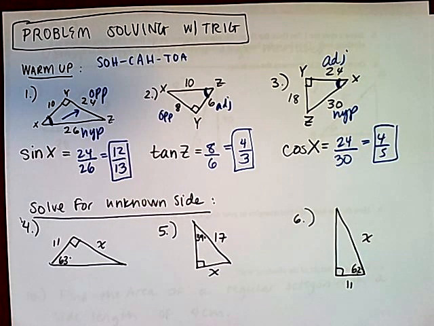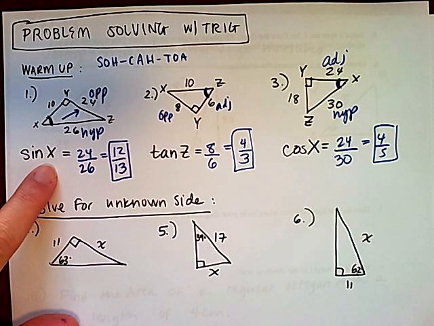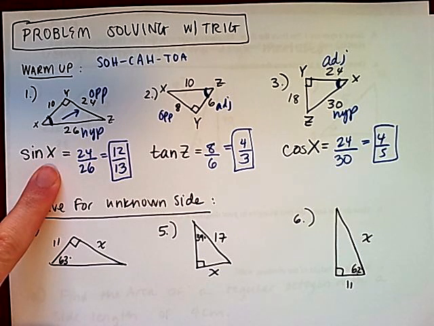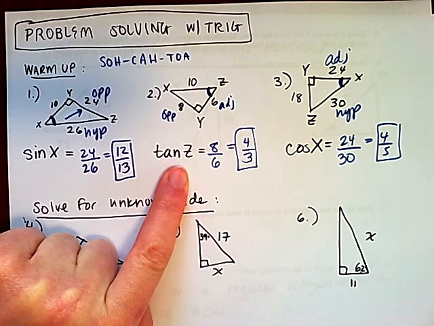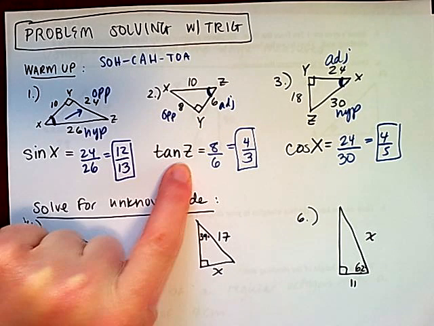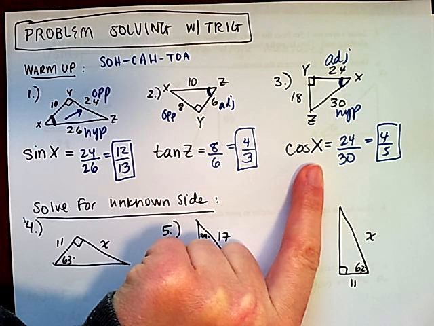Okay, so that is just to review. Do we understand what it means when we say sine of an angle x? Yes, it means set up the ratio of the side opposite over the hypotenuse. Tangent means set up the ratio of the side opposite over adjacent, compared to angle z, and cosine of x means set up the ratio of adjacent over hypotenuse.